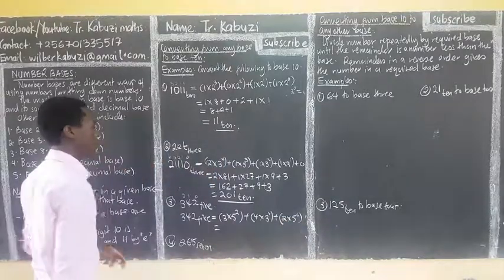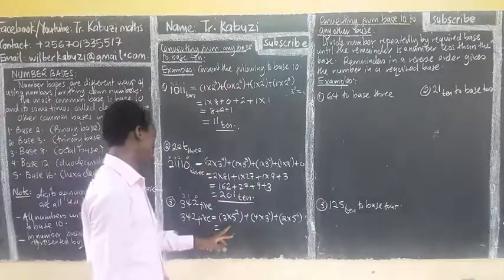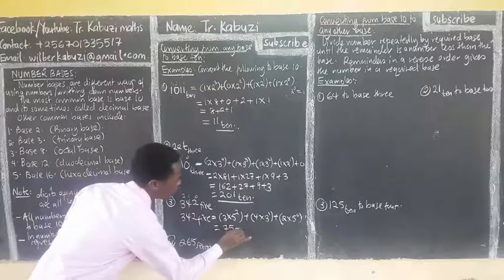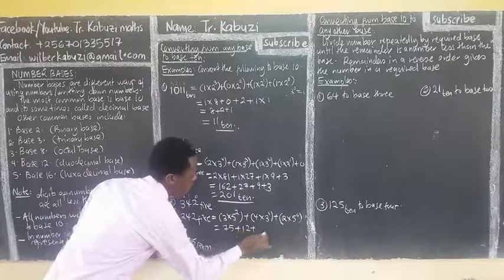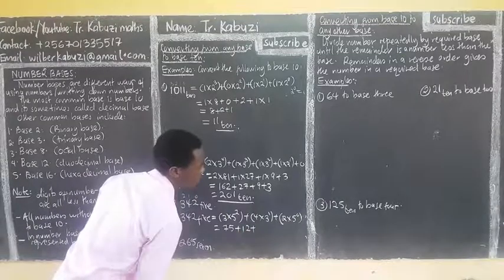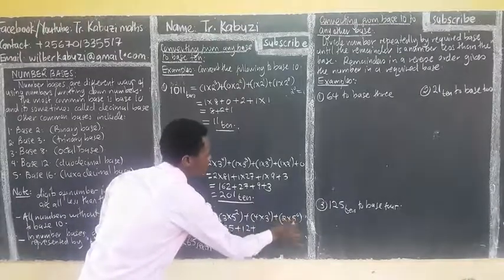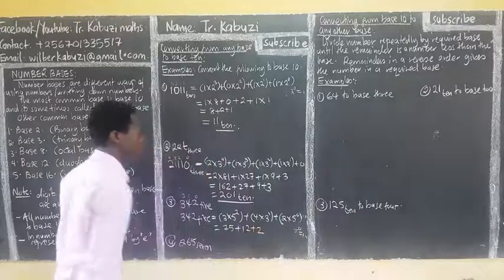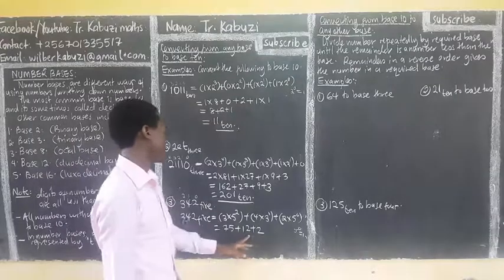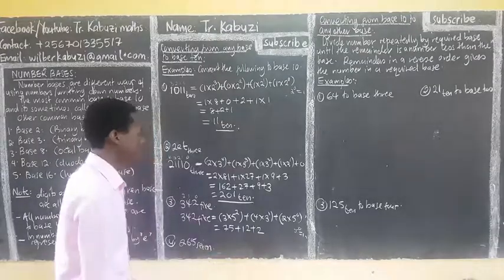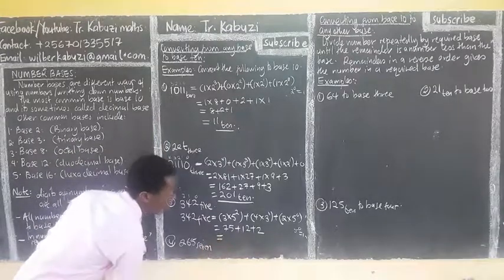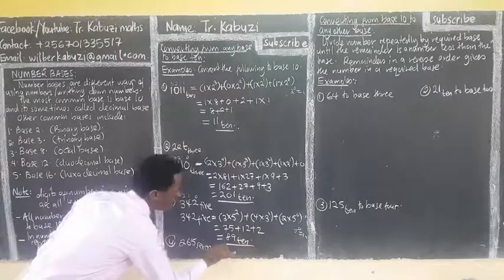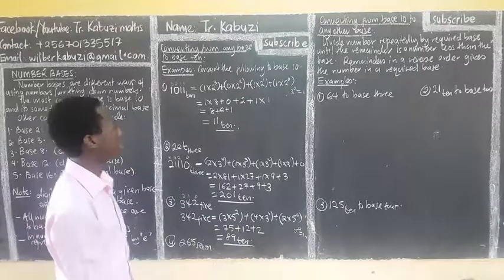Okay, this will be 25 times 3. That will be 75. Then plus 12. Then plus, any number to power 0 is 1. So 5 power 0 will be 1. So 1 times this you get 2. Okay, so this is 14 plus this, you shall get 89. So this will give us 89 in base 10. So you can try out this.